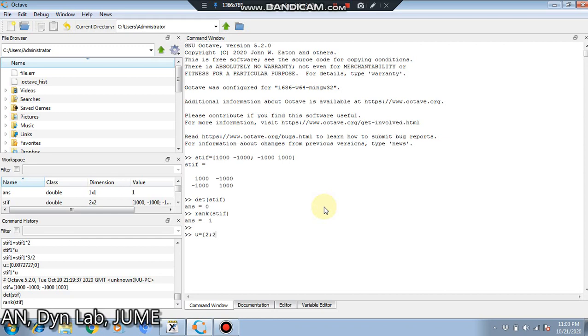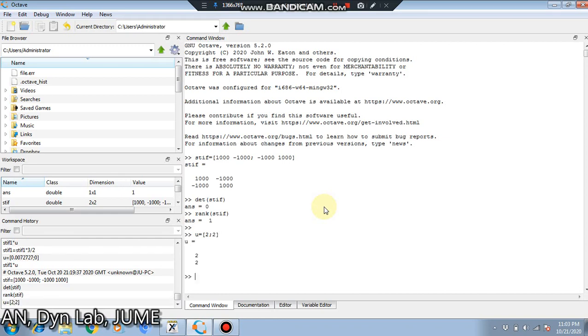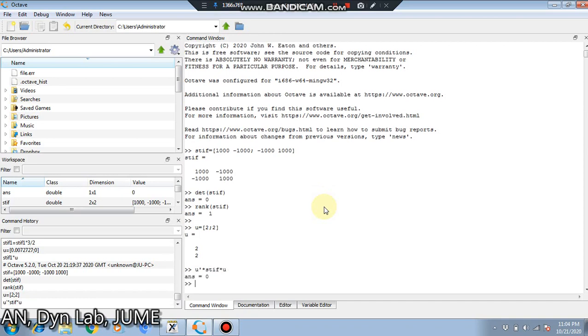That means u equal to 2 2 will be like this. If you put a semicolon here, it will be a column matrix, and without this it will be a row matrix. Then if you do u transpose, that is the single quote, into k, or not k, is stiff. We have defined stiff into u. So that is 0. So when you are taking the two elements of u to be equal, you are getting 0.